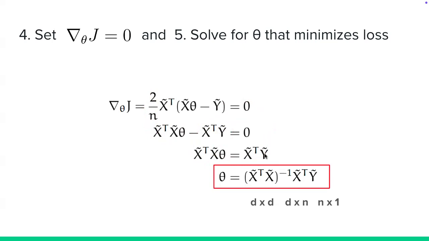So just like how we divide both sides by X transpose X in regular algebra, in linear algebra, that is called taking the inverse. So we take the inverse on both sides, and this is our theta. Theta equals (X transpose X) inverse X transpose y. Is that clear?